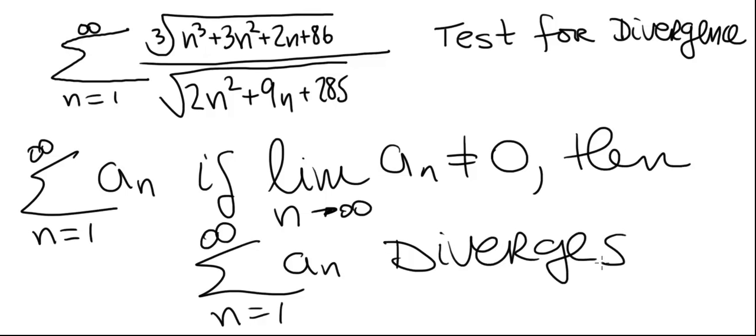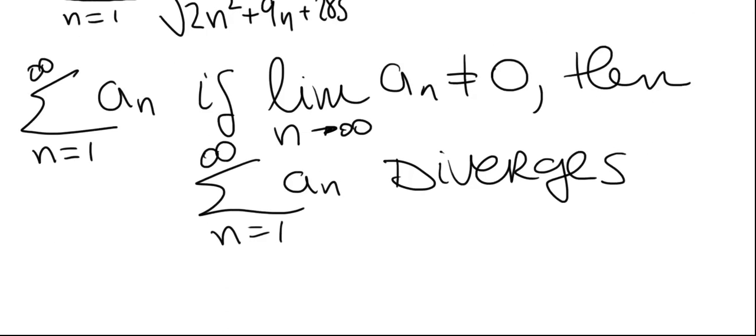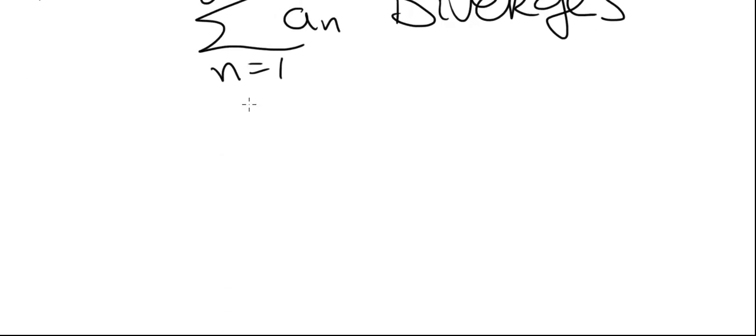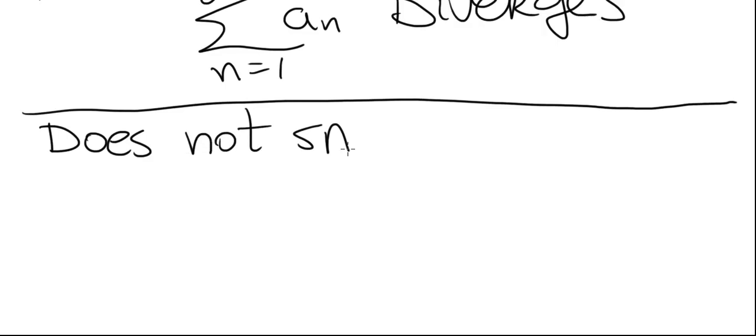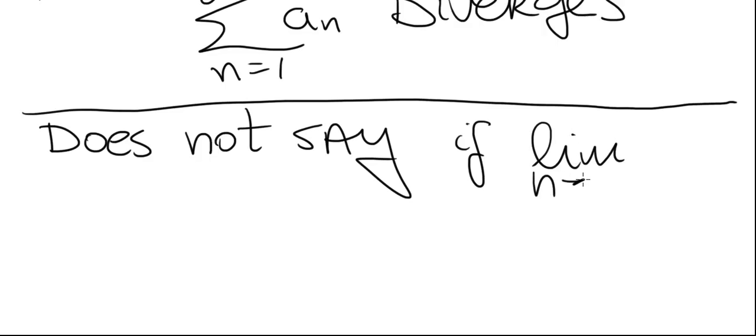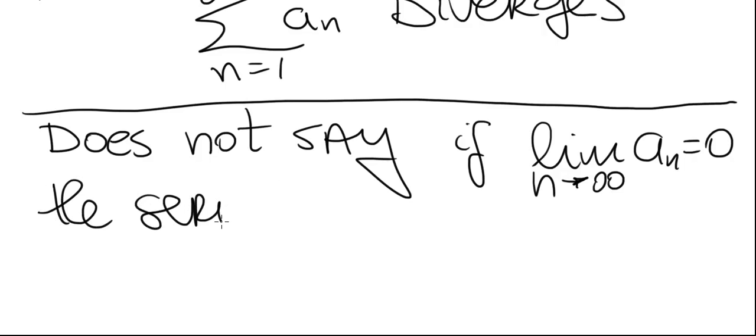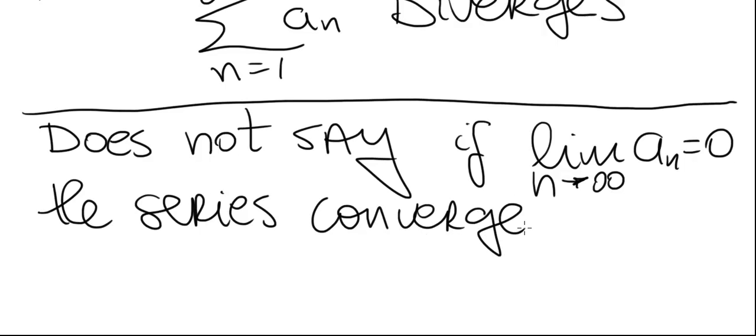Now this is what the test for divergence says. What it doesn't say, and is often assumed by some students, is the following. I want to make this clear so that you don't make this mistake. It does not say if the limit as n goes to infinity of a_n does equal 0, the series converges. That is not true.